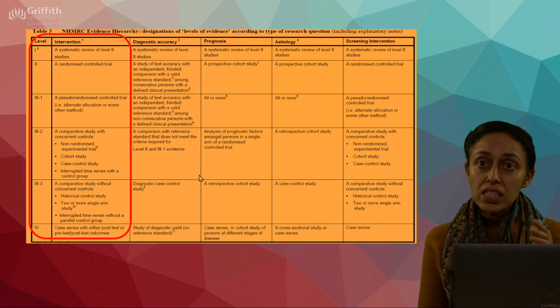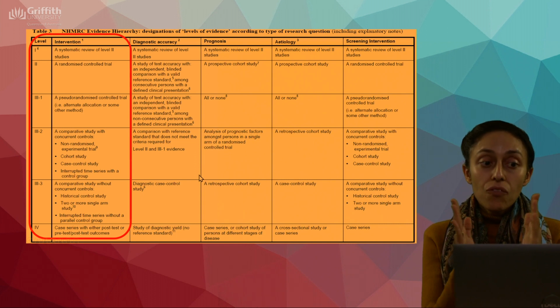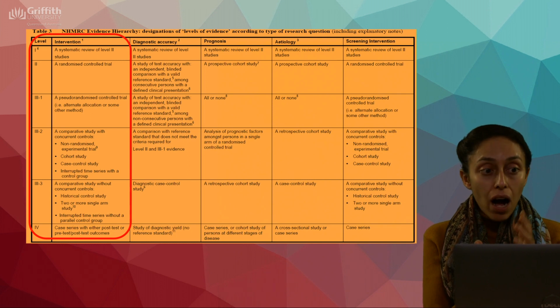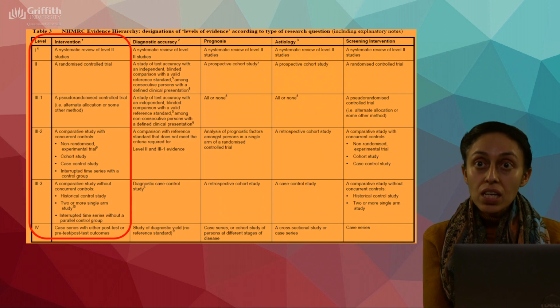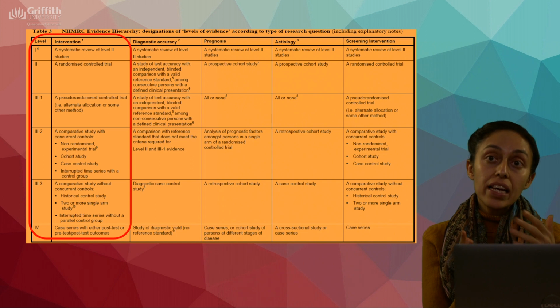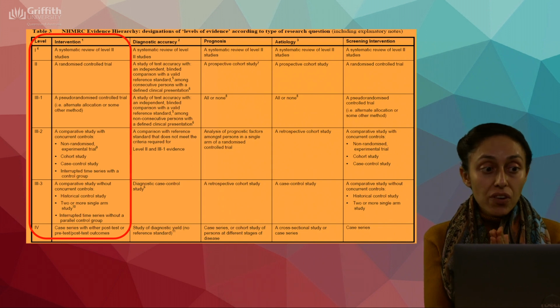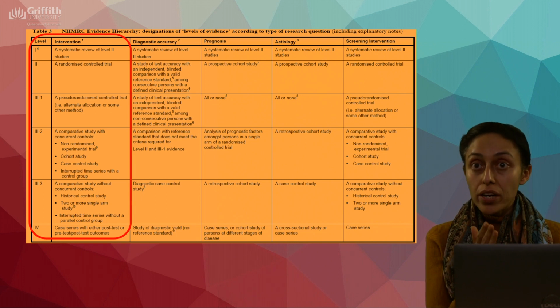Does that make sense, guys? Is this very, very clear? Why am I emphasizing this? Because your assignment is based on this. How is your assignment based on this? Its application we will study in the workshop. But right now just understand the difference between level 1, level 2, and so on.